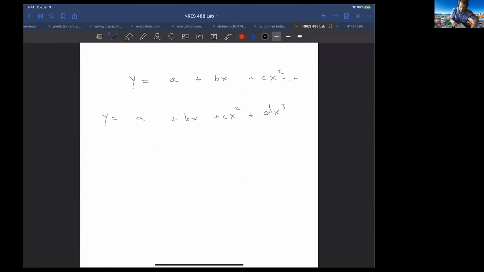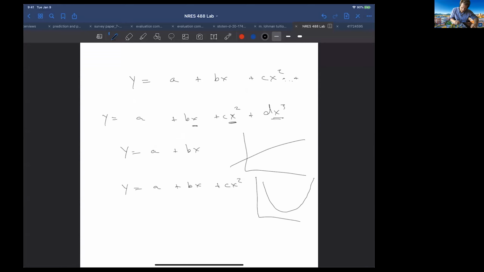This is a polynomial where we have the same covariate. We just raise it to the power. And what this does is allow us to draw a more flexible line. So when we have y equals a plus bx, the resulting function is a line. When we have y equals a plus bx plus cx squared, the resulting function is a polynomial like that.